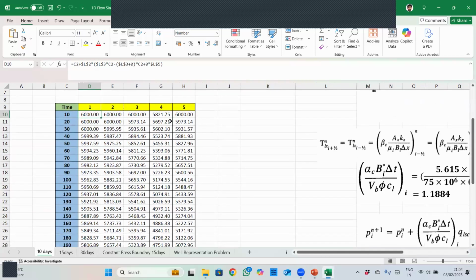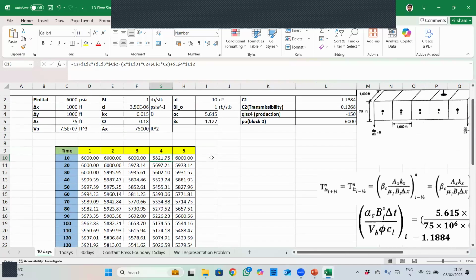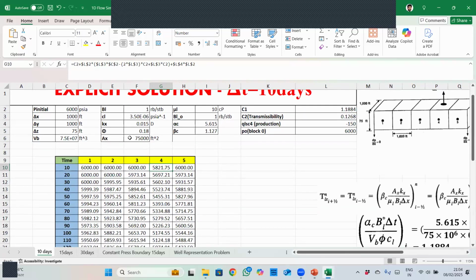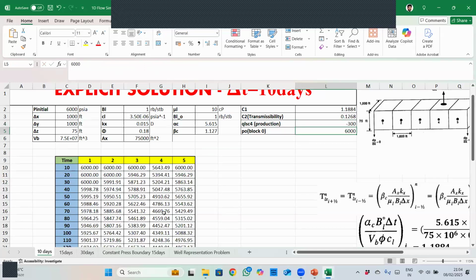So after 10 days, it is 5821.75 psi in grid block 4, since the well is producing at a constant rate of 150. For example, if I just change this to, say, a larger value, minus 150 will now become minus 300. Just observe the pressure distribution, they change instantaneously.